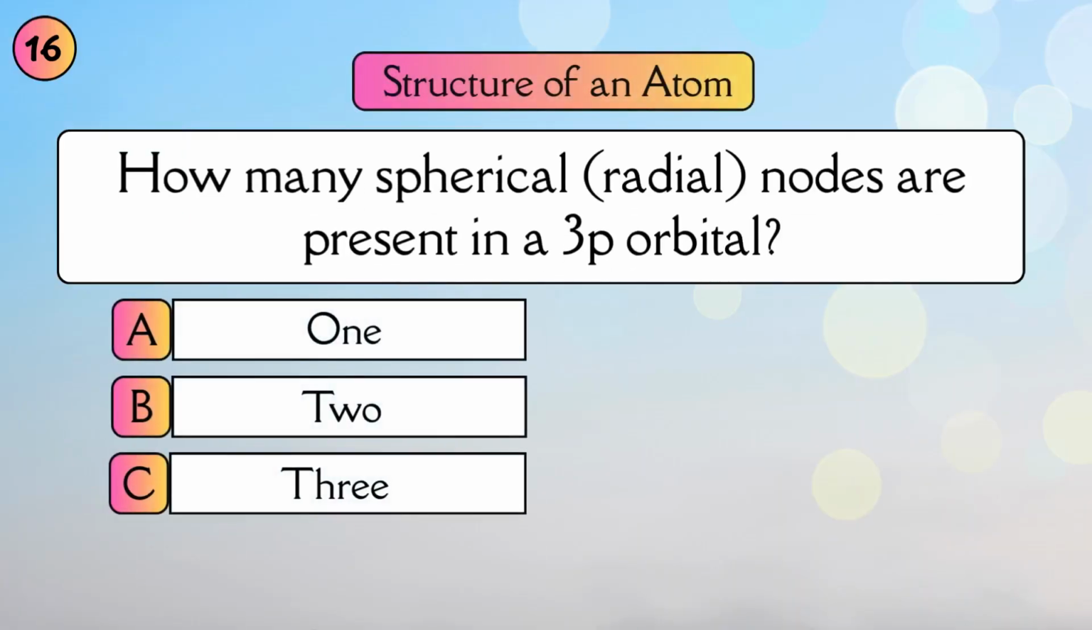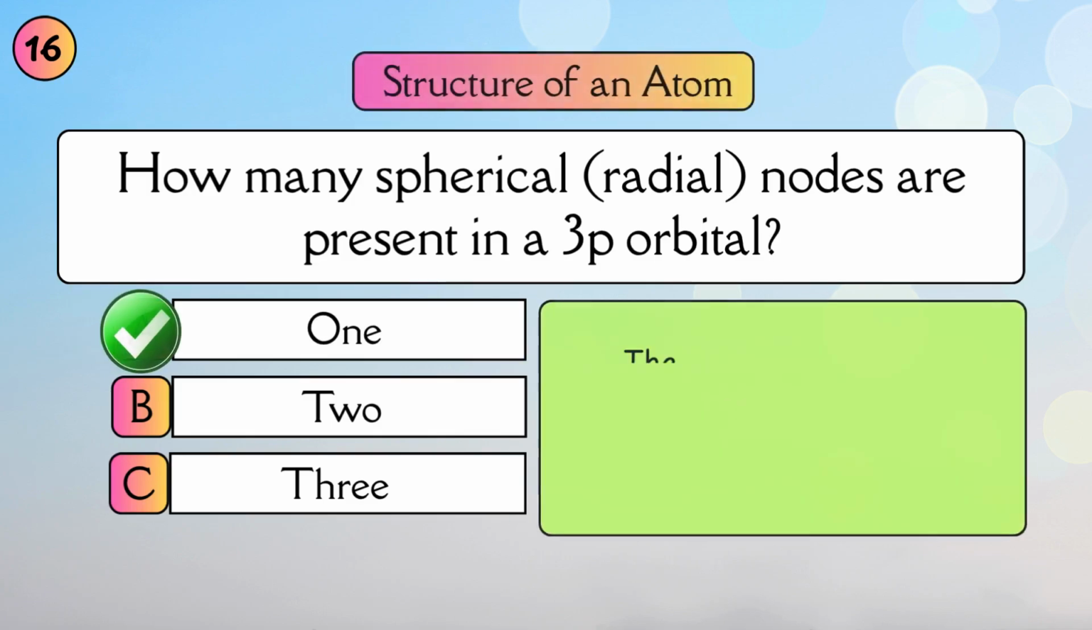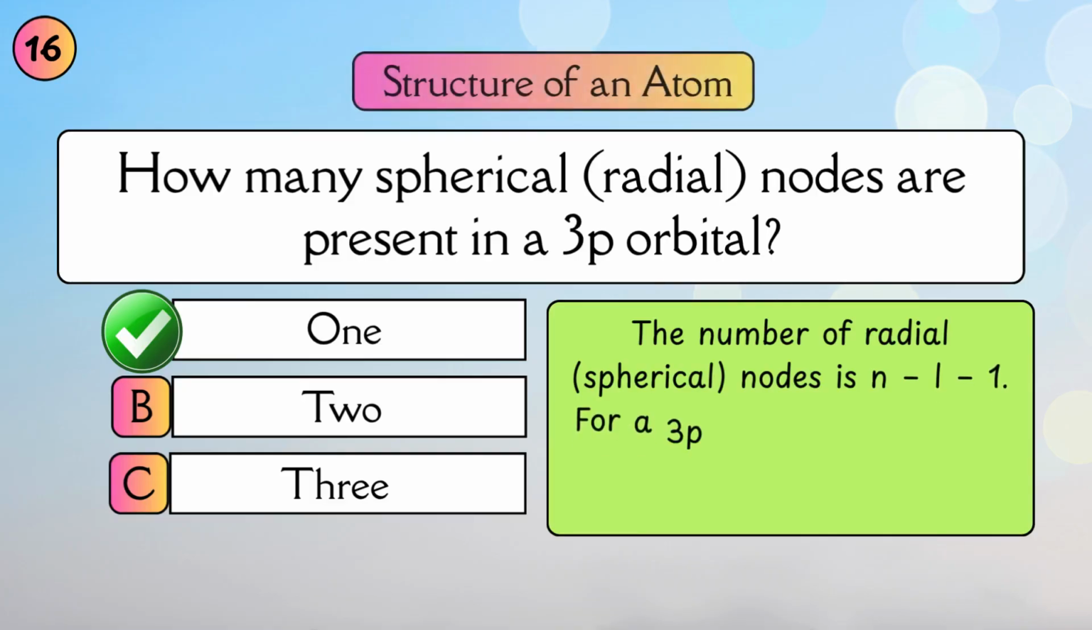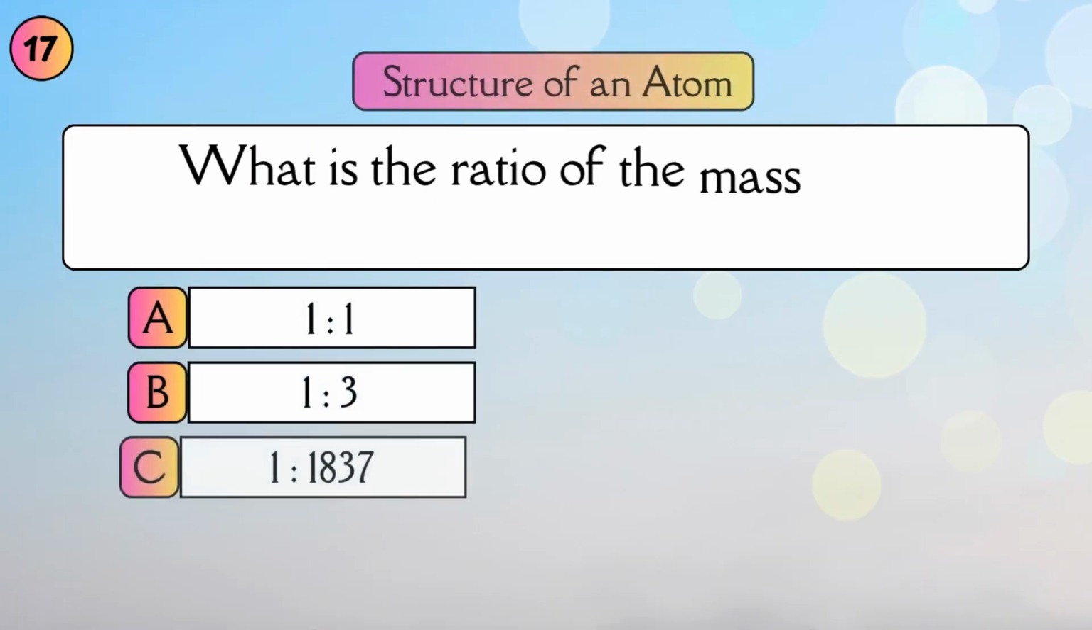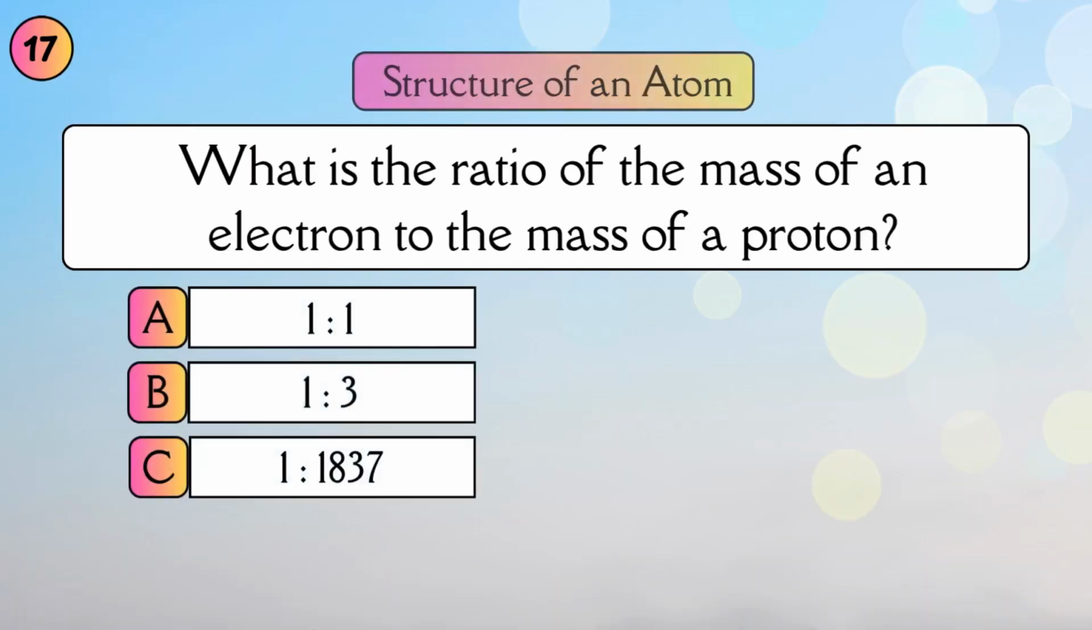How many spherical nodes are present in a 3p orbital? The correct answer is 1. The number of spherical nodes is n minus L minus 1. For a 3p orbital, n equals 3 and L equals 1, so the number of spherical nodes is 3 minus 1 minus 1, giving 1.